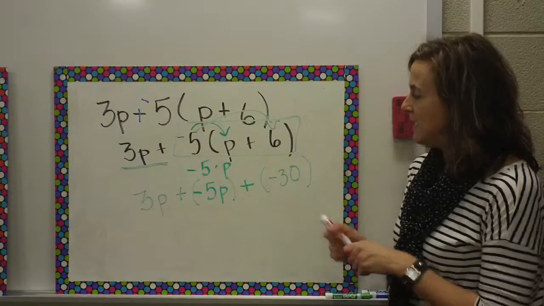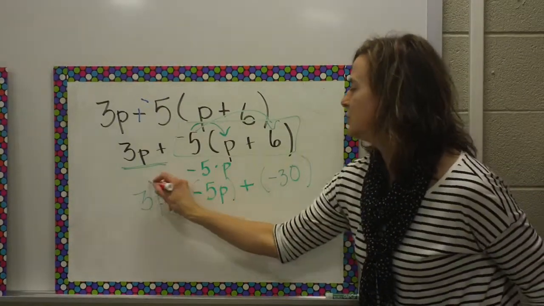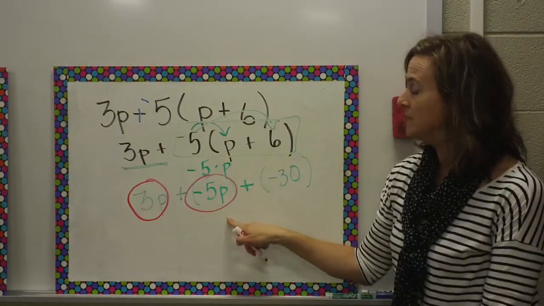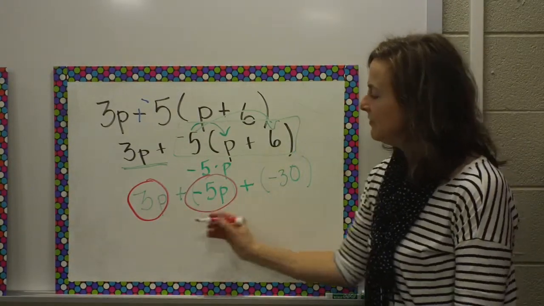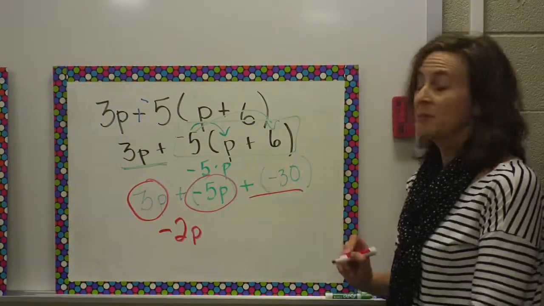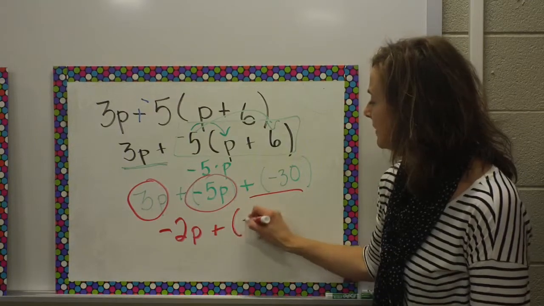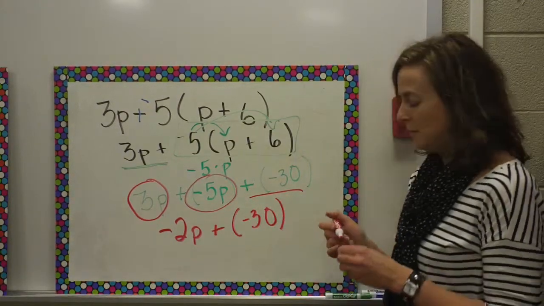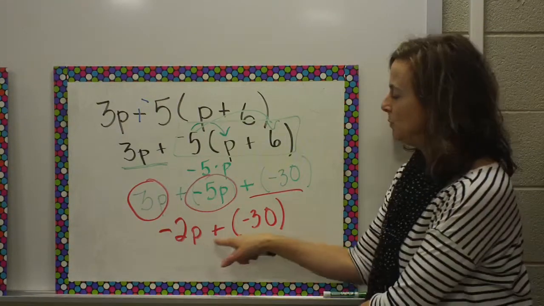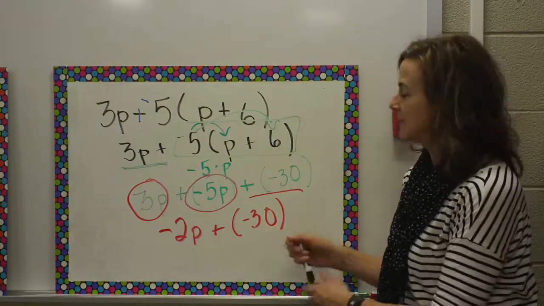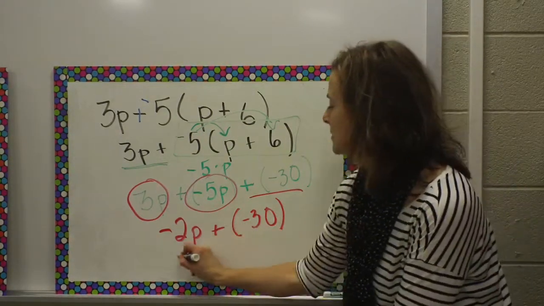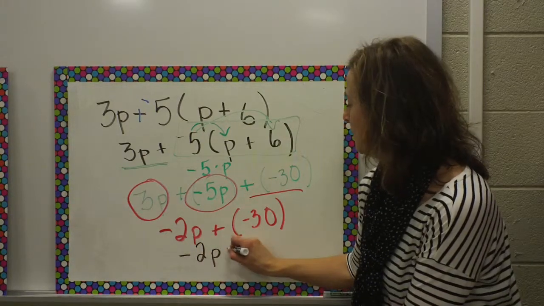My very last step, possibly, is going to be to combine the like terms. So there's my variables that match. 3 and a negative 5 is going to give me a negative 2p. All I'm left then is with my constant and negative 30. And then remember, the very last step is I want to get rid of those parentheses. So a negative 2p plus negative 30 is the same as a negative 2p minus 30. Keep, flip, change. So negative 2p minus 30.